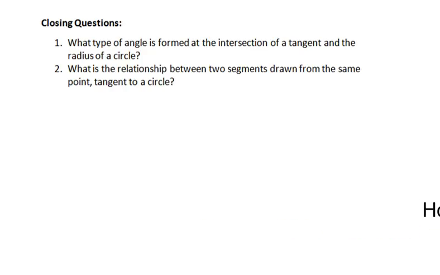But closing questions. Please answer the closing questions. What type of angle is formed at the intersection of a tangent and a radius of a circle? And what is the relationship between two segments drawn from the same point tangent to a circle? And that is it for section 12.1 on tangents of a circle.